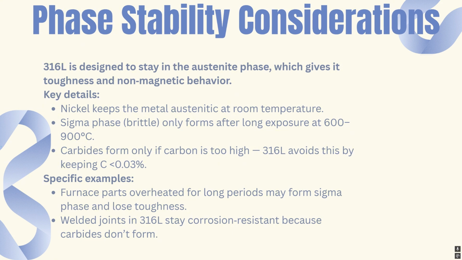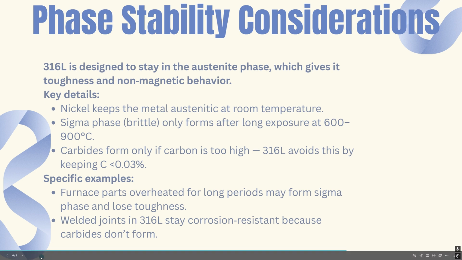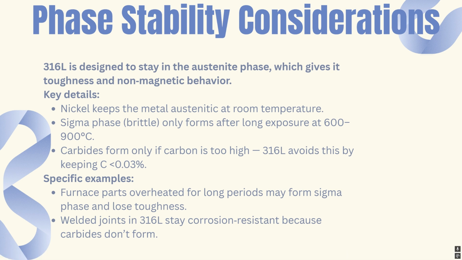So, phase stability considerations. Maintaining the structure at room temperature is essential. Long exposure from 600 Celsius to 900 Celsius can cause sigma phases, and carbides can form if the carbon level is too high. Maintaining phase stability ensures that the alloy retains its mechanical and chemical performance.